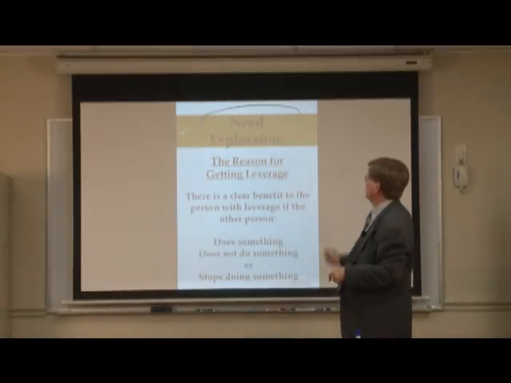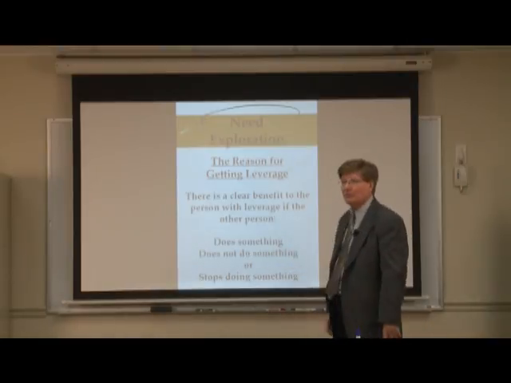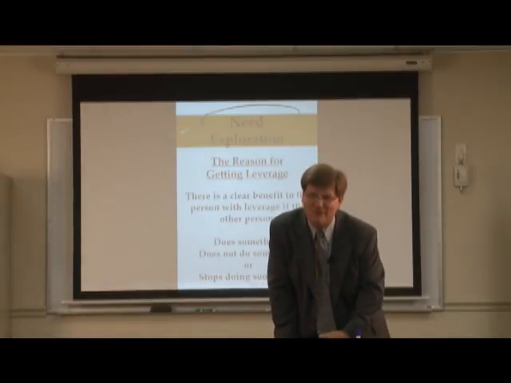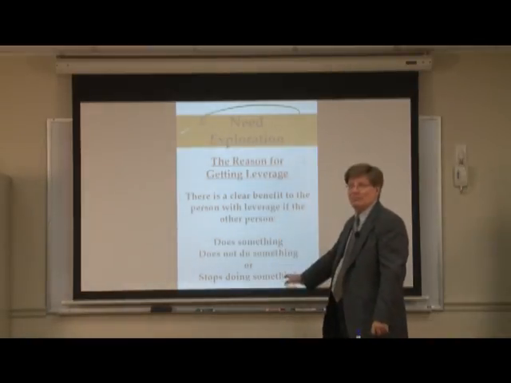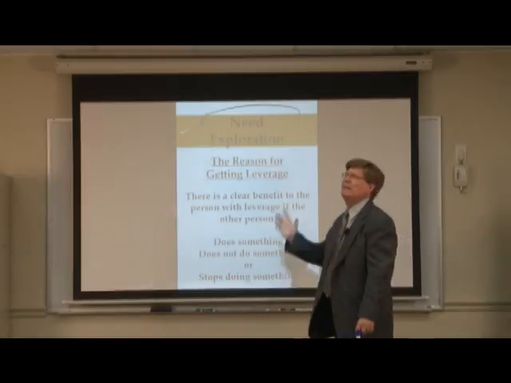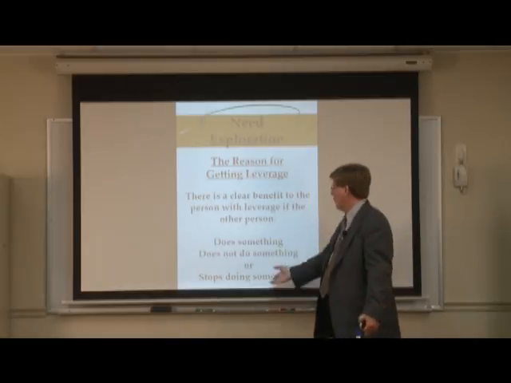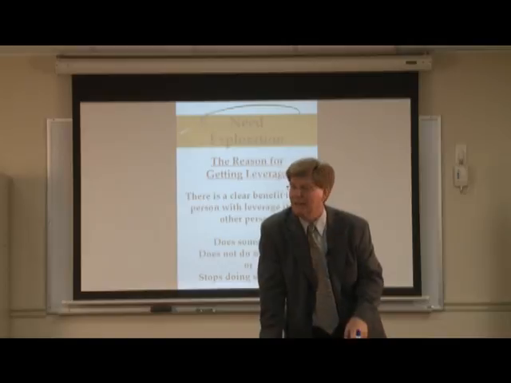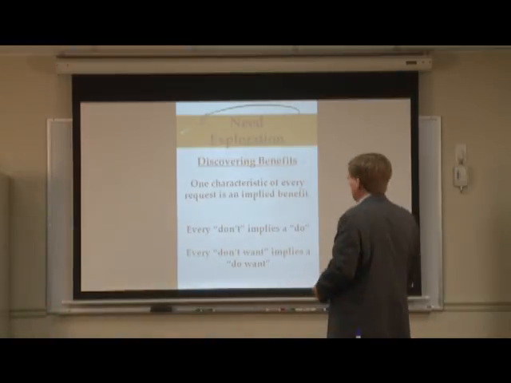There's a clear benefit to the person with leverage if the other person does one of those three things. If that person does something for them, there's a clear benefit. There's also a clear benefit if they don't do something: please don't call my boss, or please don't tell my wife. There's also a clear benefit in that other person stopping doing something. Our job is to find that benefit. Where's that benefit and where's it coming from?